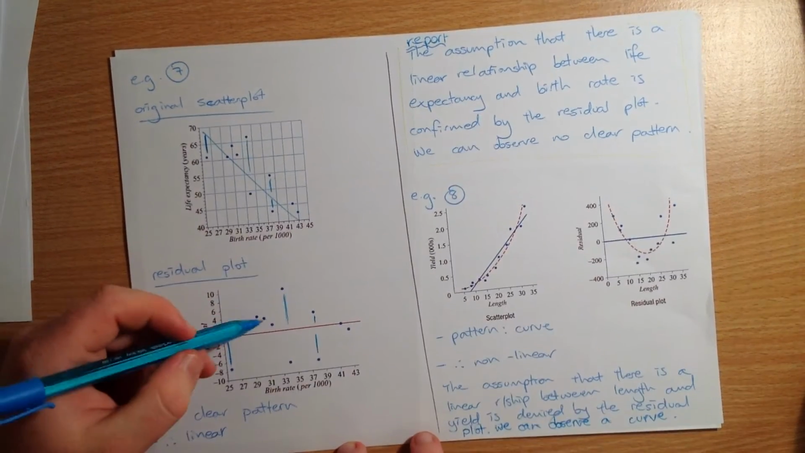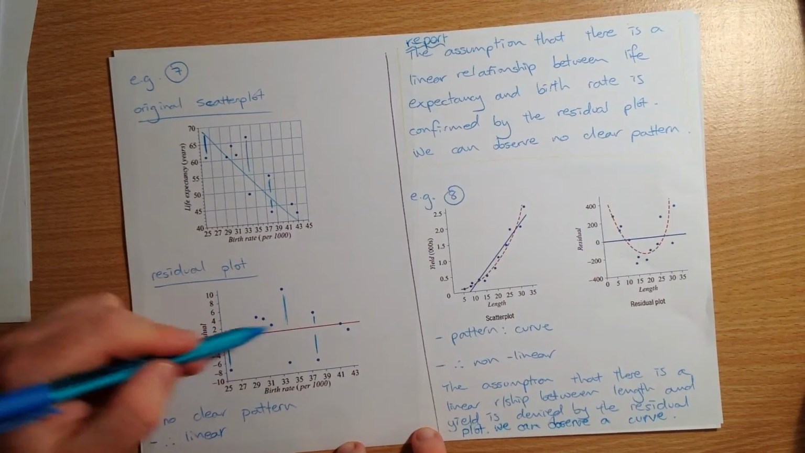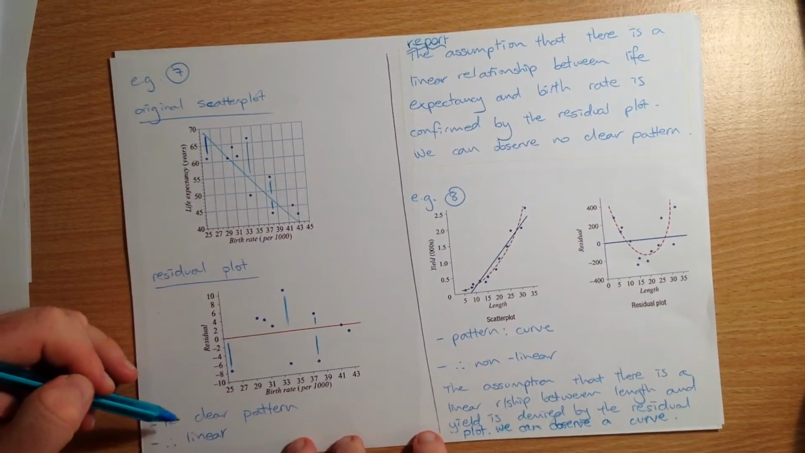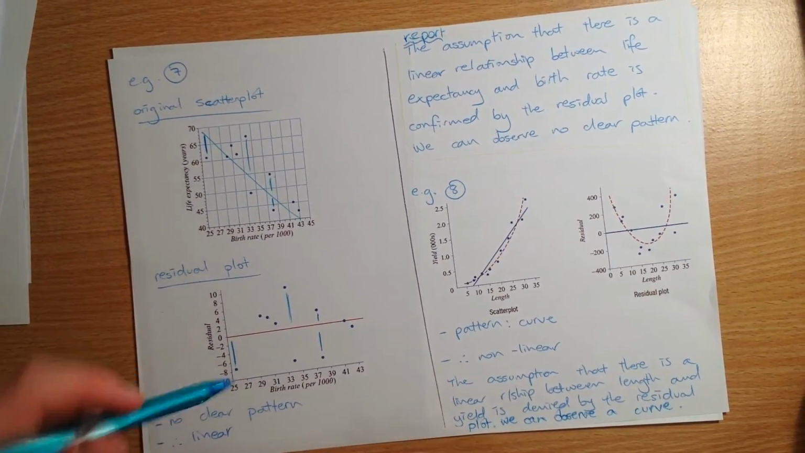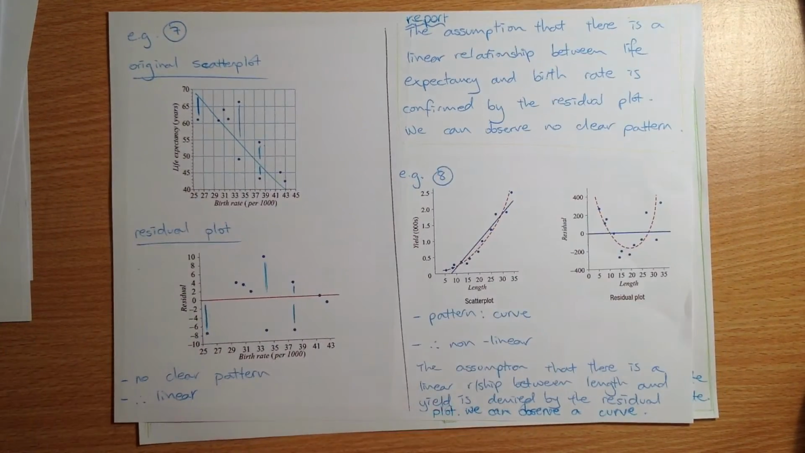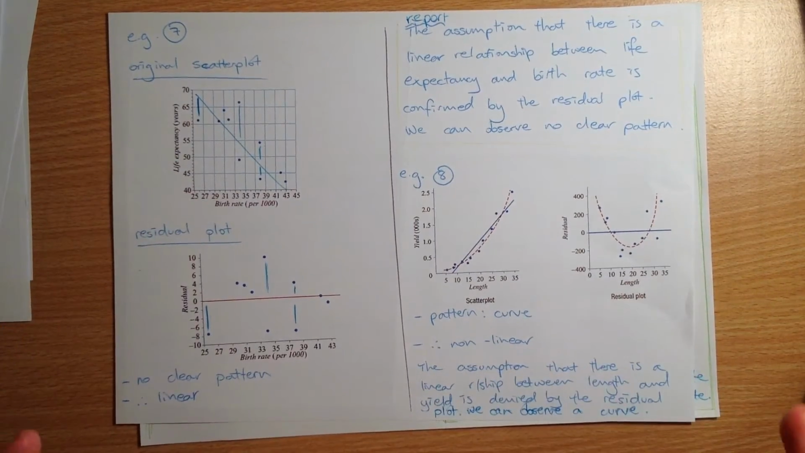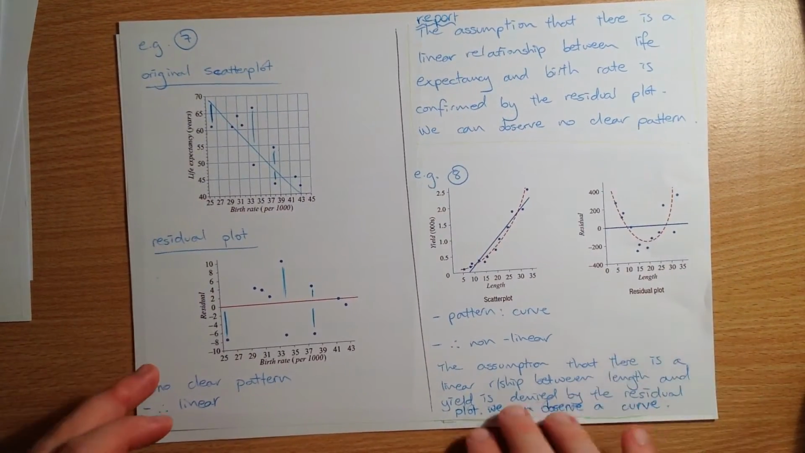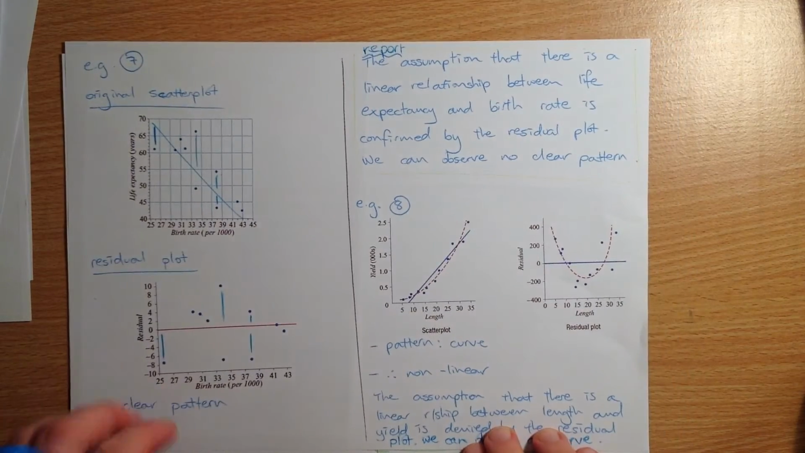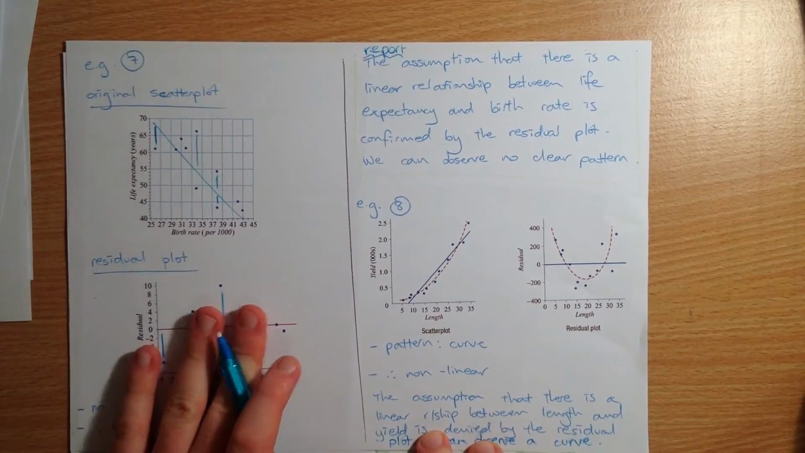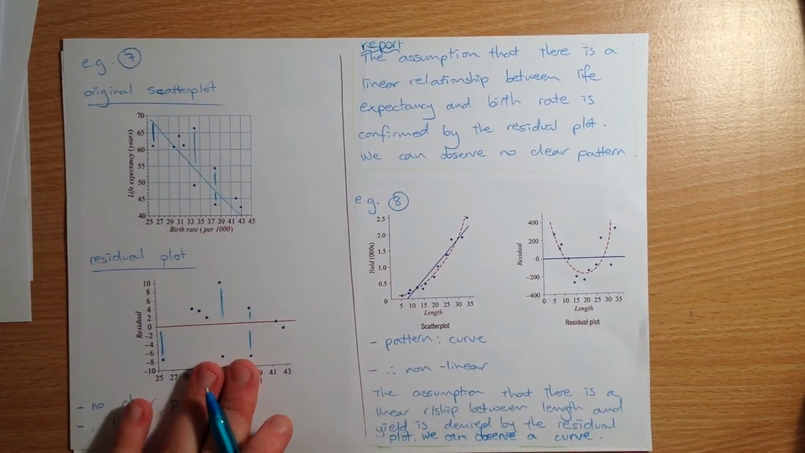So I can't see any sort of curved pattern in this data. It looks completely random to me, so I'm going to say there's no clear pattern, and therefore our assumption that it was linear holds. So I'm going to say yes, our original scatter plot, this one up here, was good enough to draw a linear relationship, or a line, onto it. So here's my report. The assumption that there is a linear relationship between life expectancy and birth rate is confirmed by the residual plot because we can observe no clear pattern. I couldn't see a pattern, therefore I said the original must have been linear.